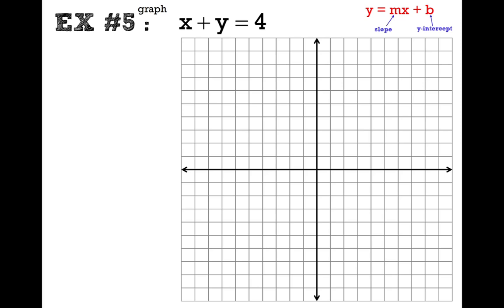All right, this one here is not initially in slope-intercept form. Slope-intercept form is y equals mx plus b. This one's a little bit different because x and y are on the same side.